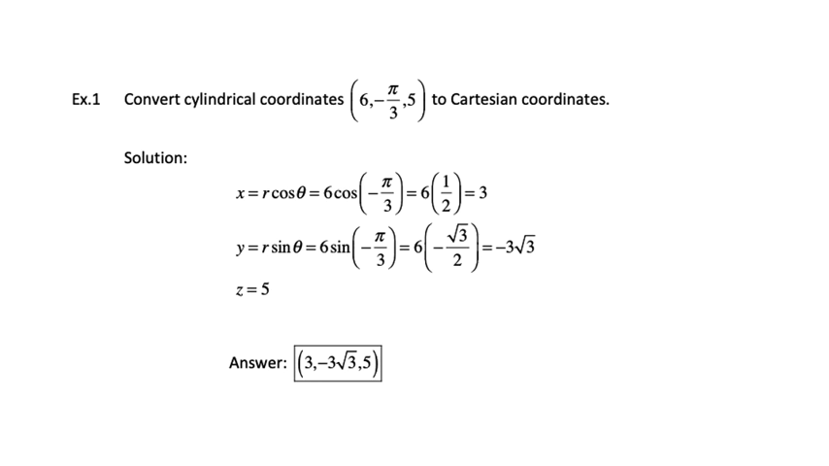Convert cylindrical coordinates to Cartesian here. So we've got 6, negative pi over 3, comma 5. X equals R cosine theta, so that's 6 cosine of negative pi over 3, so 6 times a half is 3. Y equals R sine theta, so that would be 6 sine negative pi over 3, so 6 times negative square root of 3 over 2, which is negative 3 square root of 3. And then Z, you just read that off, that's 5. So the corresponding Cartesian coordinates would be 3, negative 3 square root of 3, comma 5. So that would be easy.